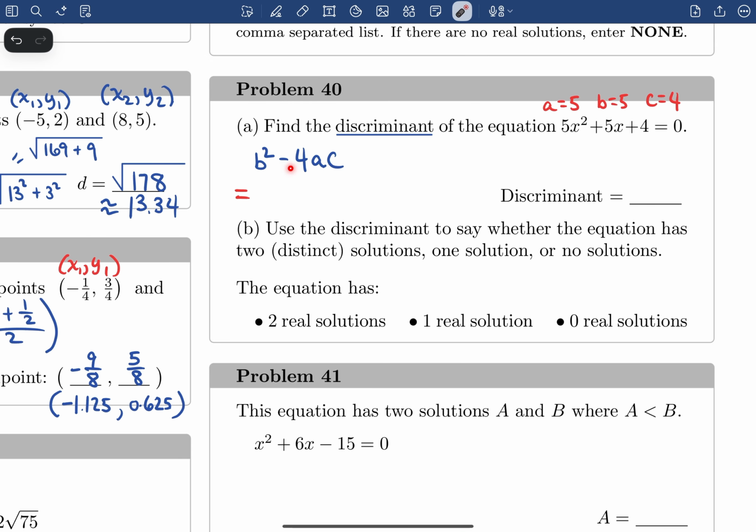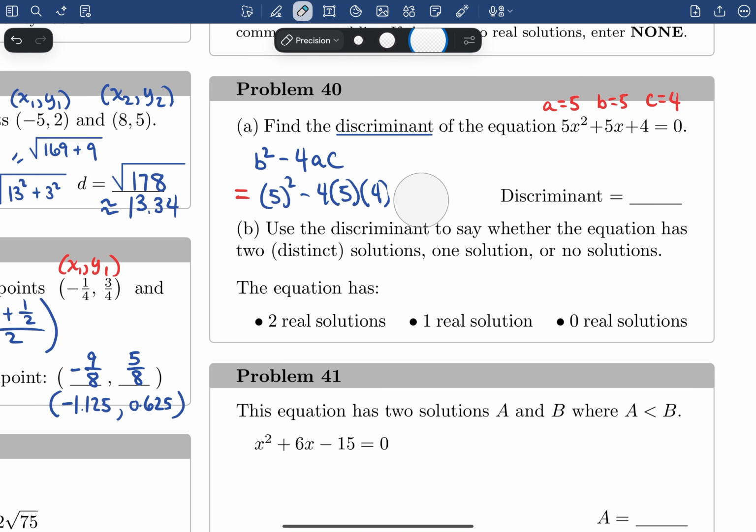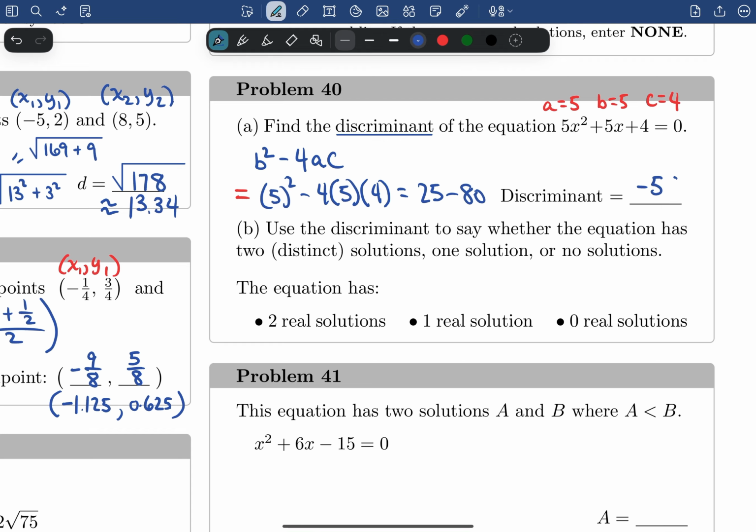Okay, so b squared minus 4ac, that is the discriminant. And so b is 4, and I'm going to square it, minus 4 times a, which is 5, times c, which is 4. Okay, and cleaning that up, that gives me 16 minus, well, 4 times 5 is 20 times 4, 80. Oh my goodness, 16 minus 80 gives me negative 64. That's the discriminant's value.